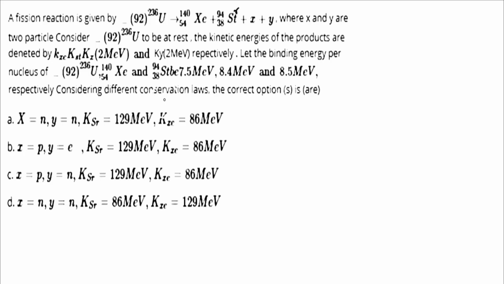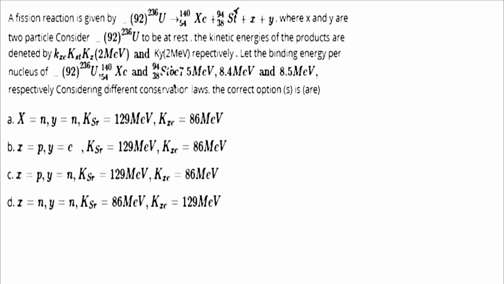Consider the different conservation laws. The correct options are, so we have to choose the correct option. Now we can find X and Y, the unknown particles. So how can we find these unknown particles? We have to apply the conservation of mass number and the conservation of atomic number, that is, of protons.